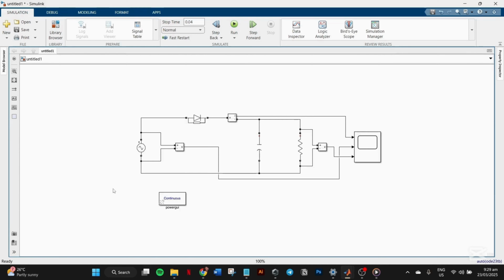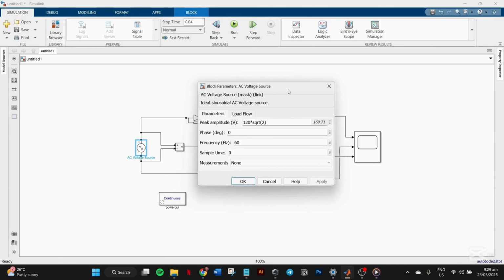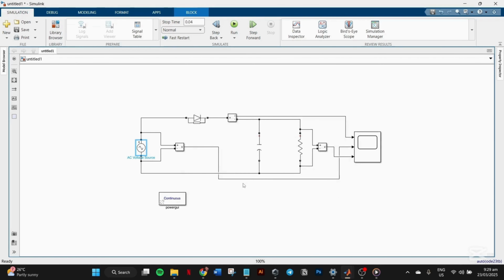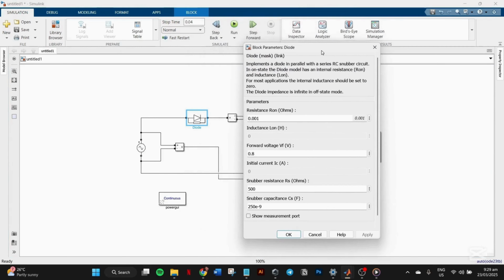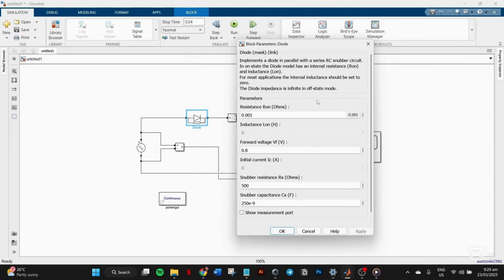Let's break down the circuit. Here is the AC voltage source. This provides the AC signal input, which is typically sinusoidal with a specific amplitude and frequency. In this case, the peak amplitude is approximately 169.71 volts, and its frequency is 60 Hz. The next is the diode or the uncontrolled rectifier. The diode is responsible for converting AC to DC by allowing current to pass during the positive half cycle. During the negative half cycle, this diode blocks the current, resulting in a pulsating DC output.